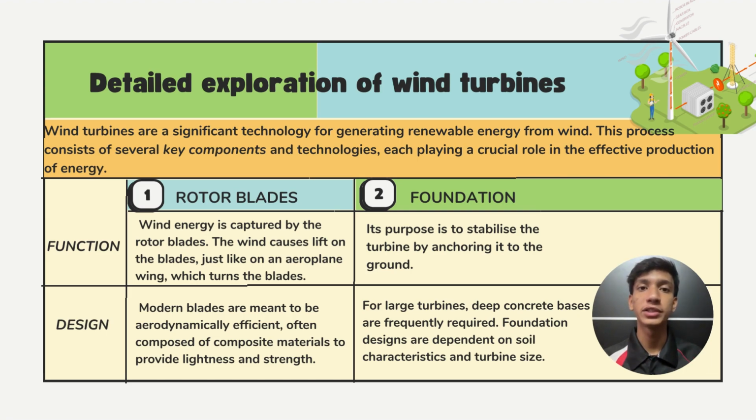The first one is rotor blades. Wind energy is harnessed by the rotor blades of a wind turbine. These blades are designed similarly to airplane wings, creating lift when wind flows over them. Modern rotor blades are designed for aerodynamic efficiency and are often made from composite materials. These materials provide a combination of lightness and strength, enhancing the blade's performance and durability.